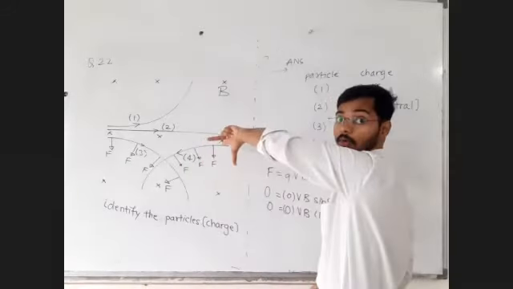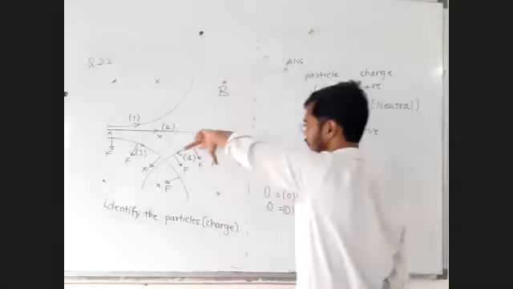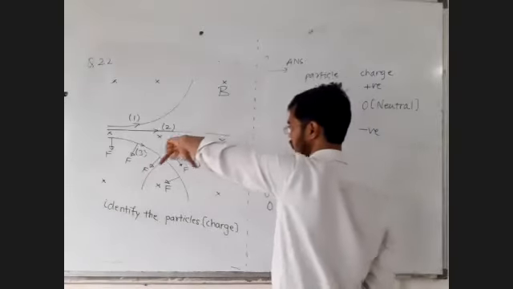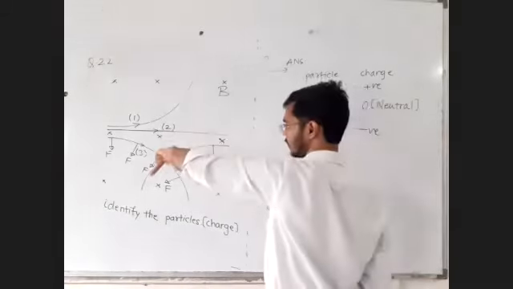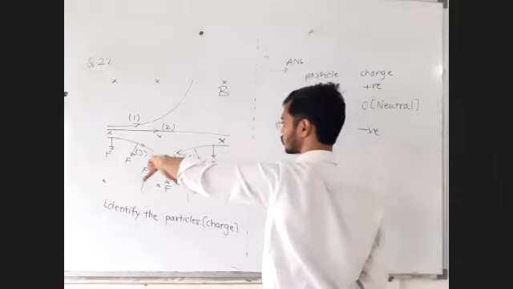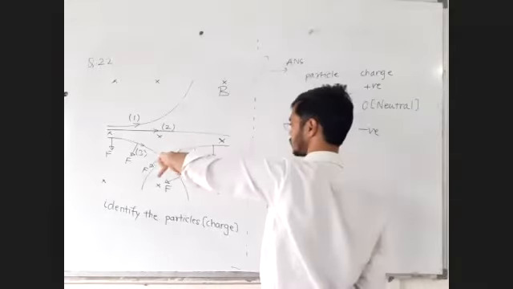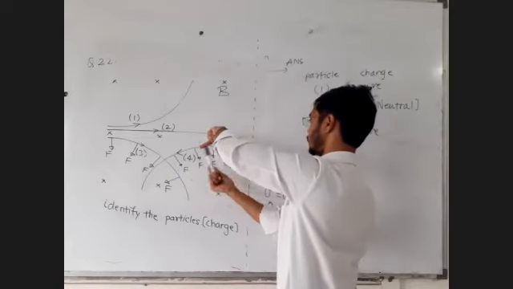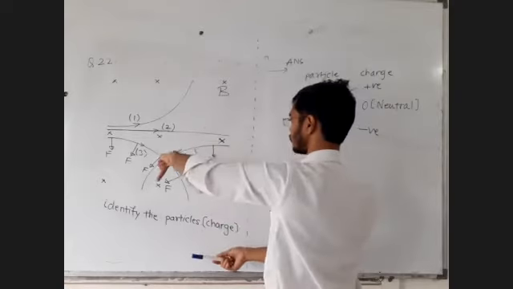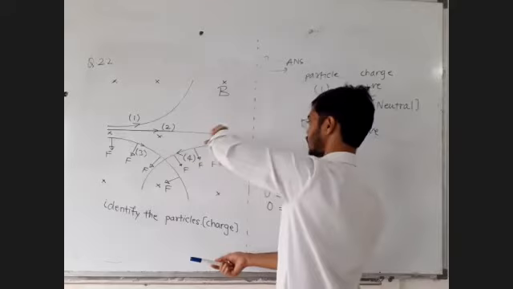So thumb pointing downward. So middle finger and velocity both are in the same direction. Motion and middle finger both are in the same direction. Middle finger means current. Current is in the direction of velocity. Current is in the direction of motion.